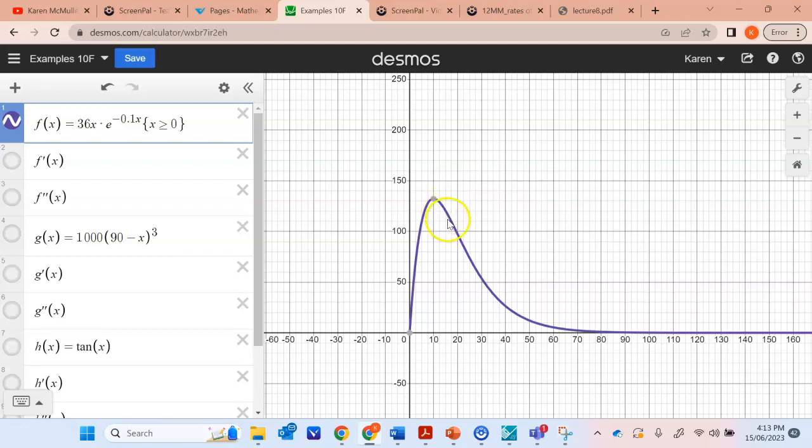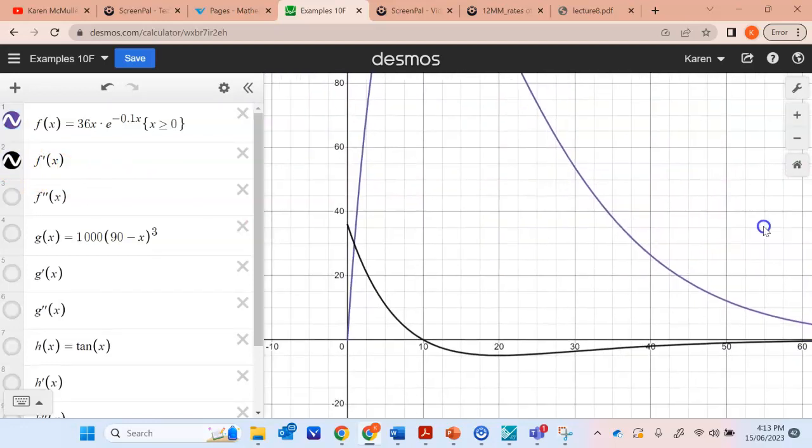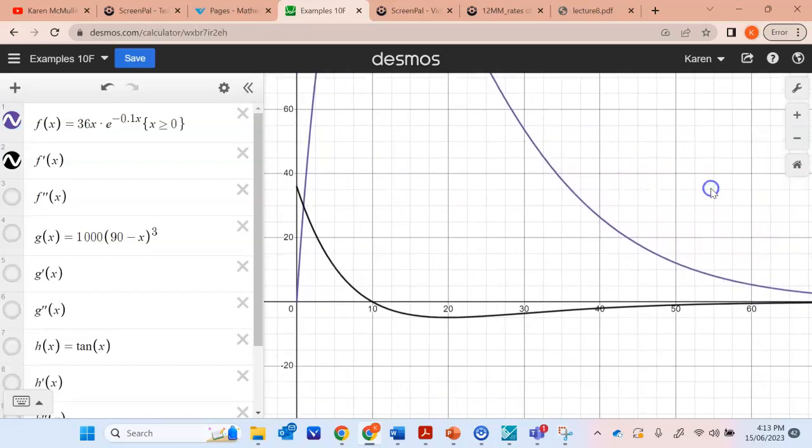Okay, so it's not as steep as it is in the first 10 minutes. So what your derivative tells you, so let's put the derivative up. And I'll zoom in a little bit so we can see. What our derivative tells us is what is happening with our gradient? What is happening with our rate? Is it increasing or is it decreasing?